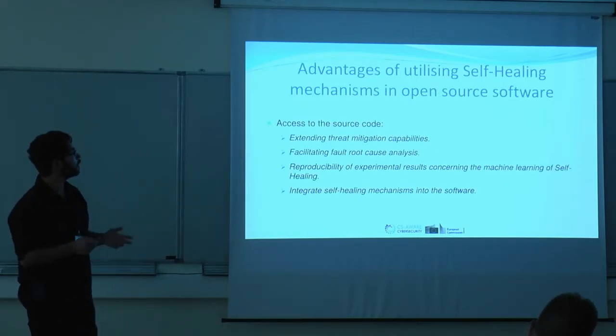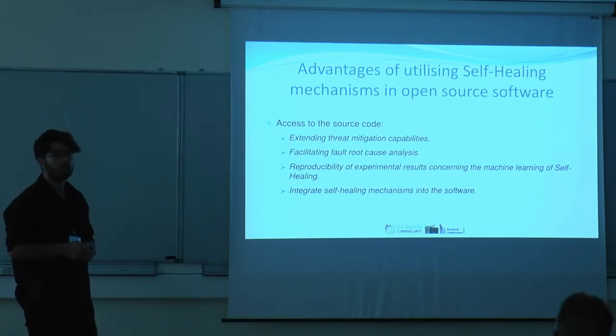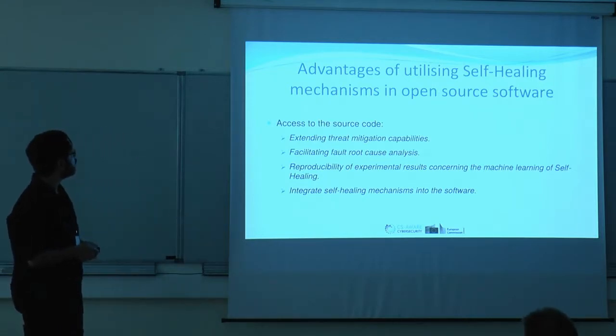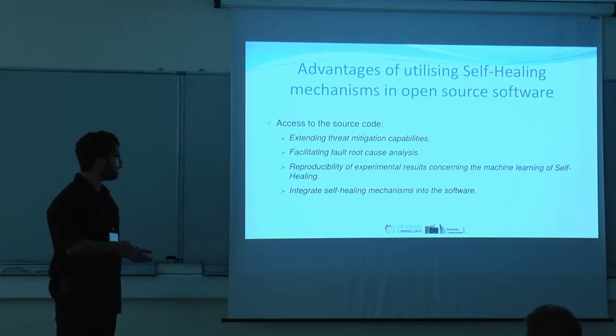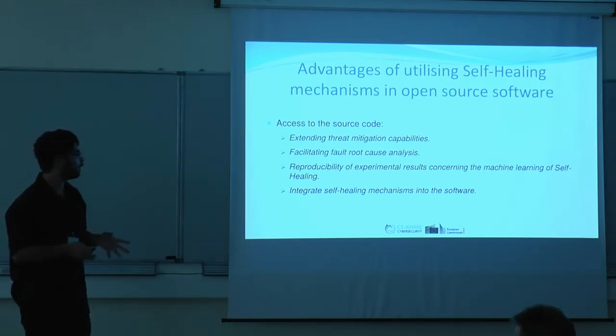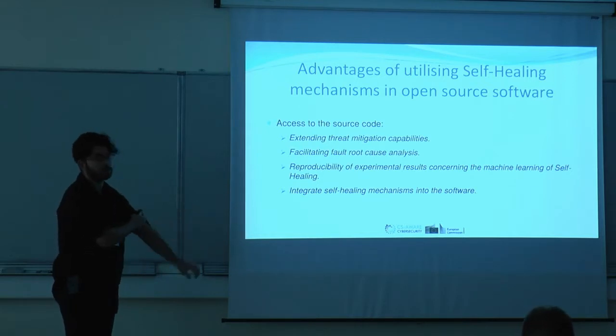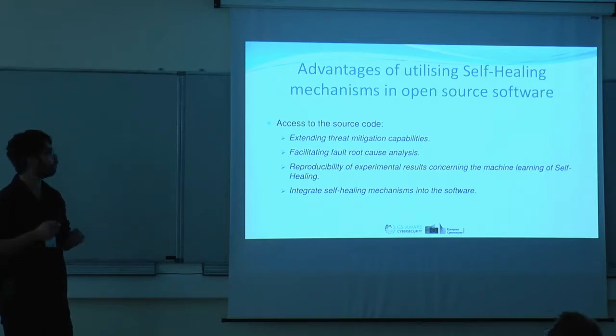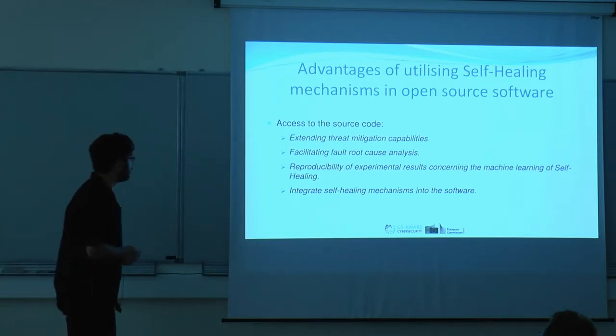Okay, what does open source have to do with all this? So we have access to the source code, which is really important because in that way we can extend threat mitigation capabilities. We are able to read the code, we are able to change the code, we are able to mitigate threats which are related to faults in the source code, like a malware which changes some function. We'll see an example later.